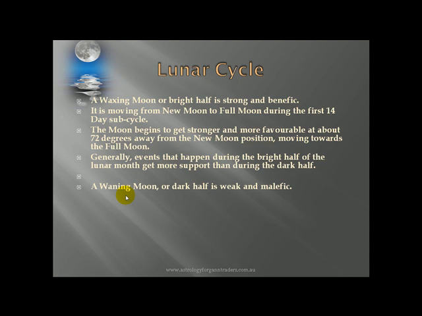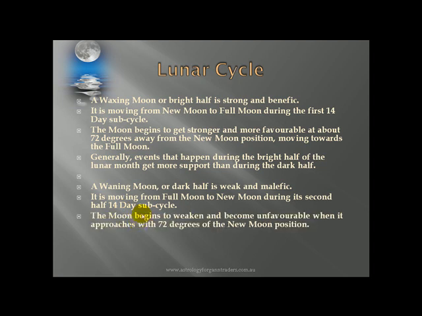Okay, and it is moving from the full moon to the new moon during its second half 14-day sub-cycle. So that's the waning moon. The moon begins to weaken and become unfavorable when it approaches again the 72 degrees of the new moon position. Some say it's at its worst when the moon is within 24 degrees or less of the sun. So this is right towards the end in the balsamic phases, when we'll get up to that.